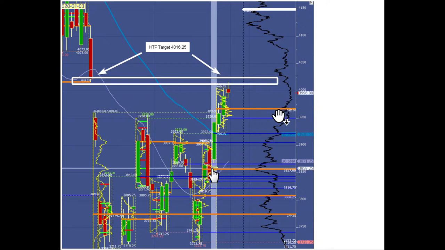The orange lines here are called volume point of control, and it's just another term for the highest volume in these 2 days. All these little things mean something, but basically you see the bell curve, that's called the distribution. Inside of this there are other little distributions, and they're all giving you information.